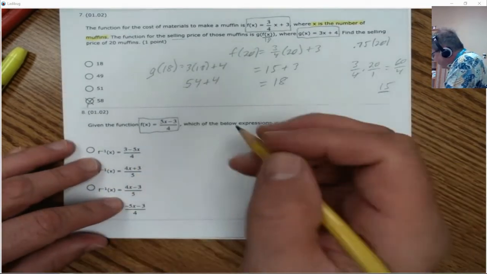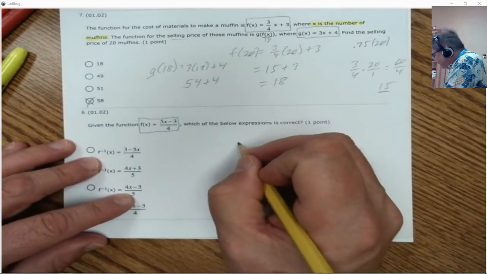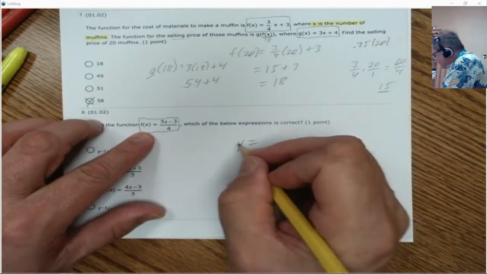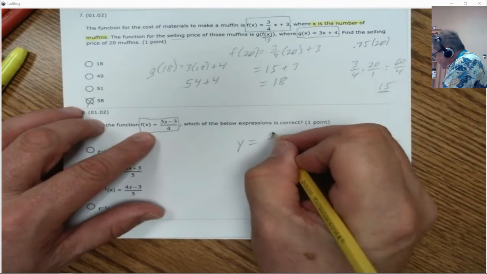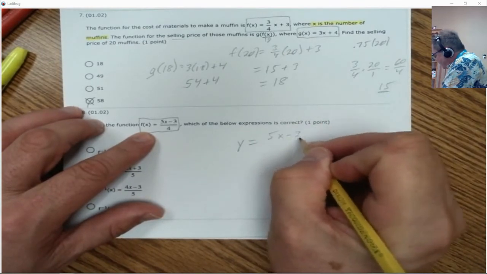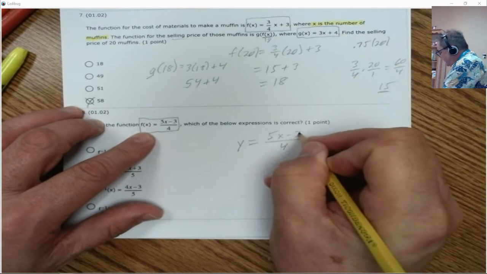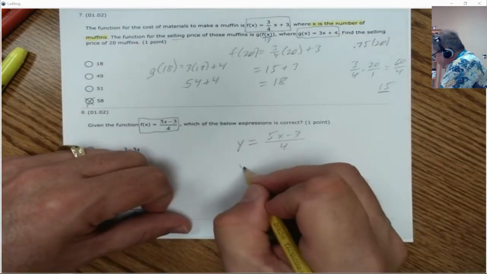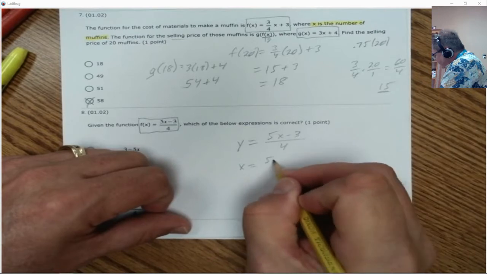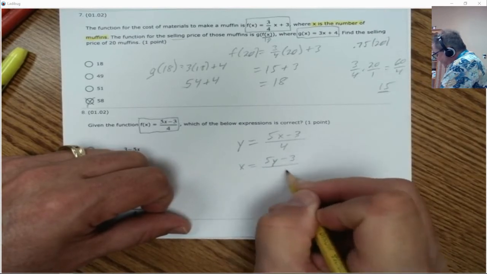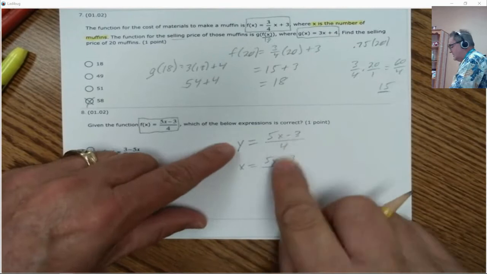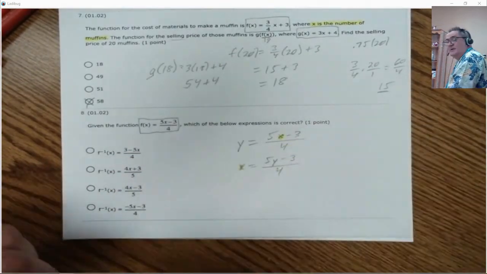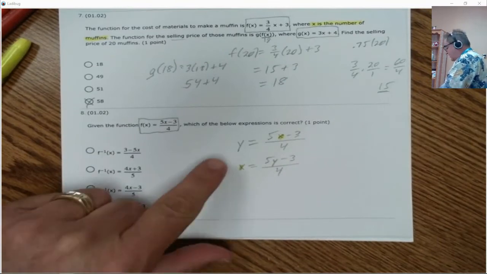So to find out the inverse of this, we change the f of x to a y. We just rewrite it as a y instead of in function notation. y equals 5x minus 3 over 4. And then we have to swap the x and the y. So we'll make it x equals 5y minus 3 divided by 4. We just traded places. So you can see the x moved from over there to over there. The y took the x's place.